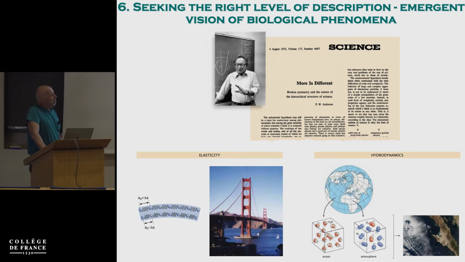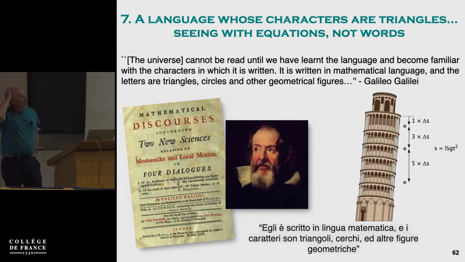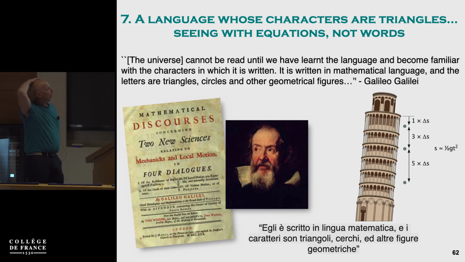I already mentioned this earlier today, but I just want to say it again, this notion of emergence, that we can always ask ourselves, am I necessarily looking at the best scale for the question I'm interested in? And then I wanted to say something about the idea of a language whose characters are triangles.